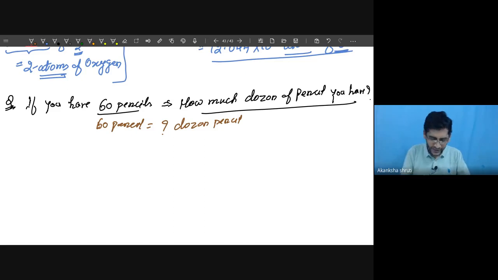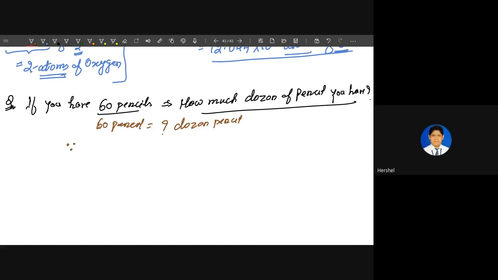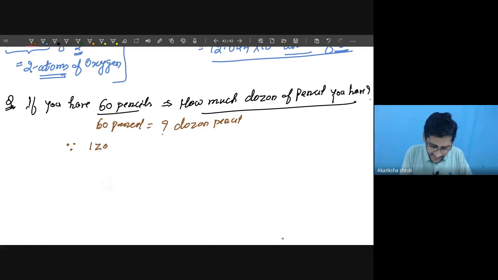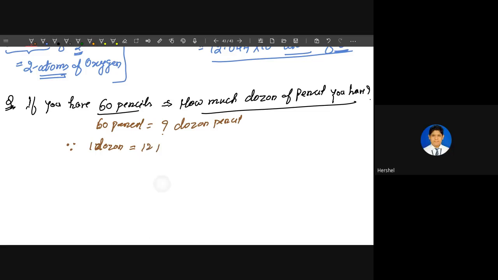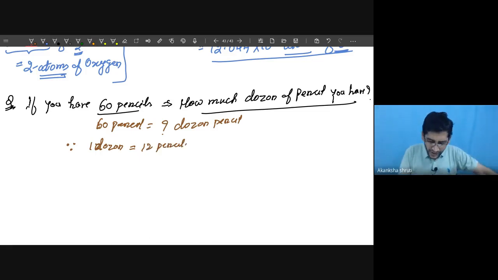So how have we calculated this? 60 divided by 12. Good. So 1 dozen means 12 pencils. So the number of dozen is 5. How is it obtained?